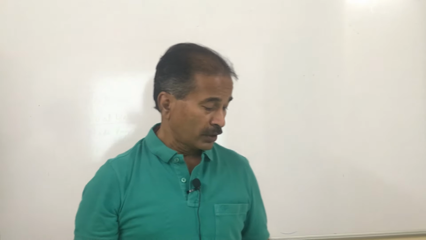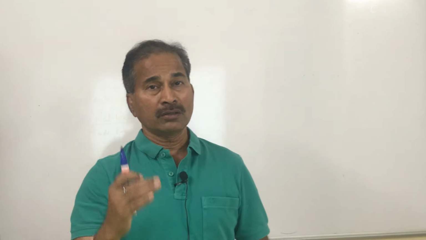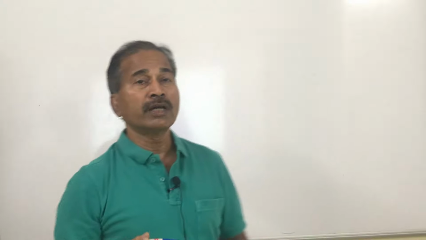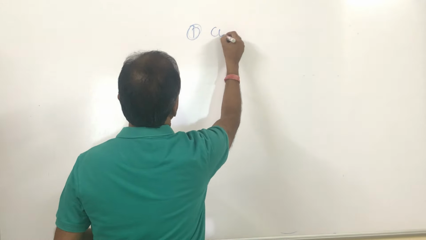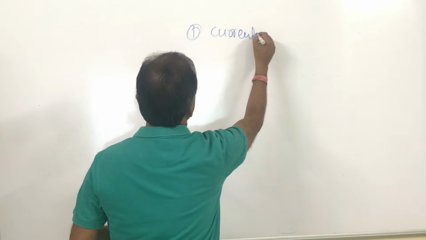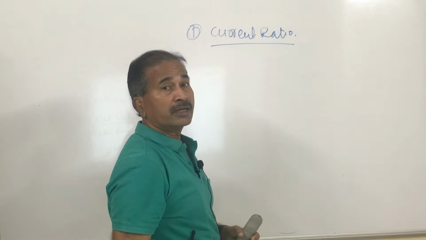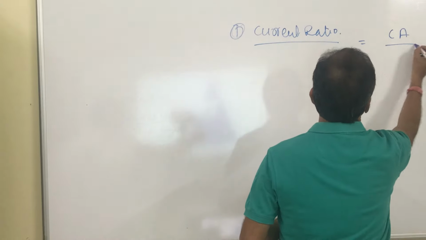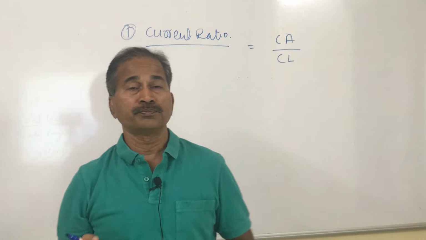How do you find out whether a business is having correct liquidity or not having correct liquidity? For this, what you do, you calculate two ratios. Ratio number one is known as current ratio. So how do you calculate the current ratio? Current ratio is you take in the numerator current assets and divide it by current liabilities, and this will give you your current ratio.